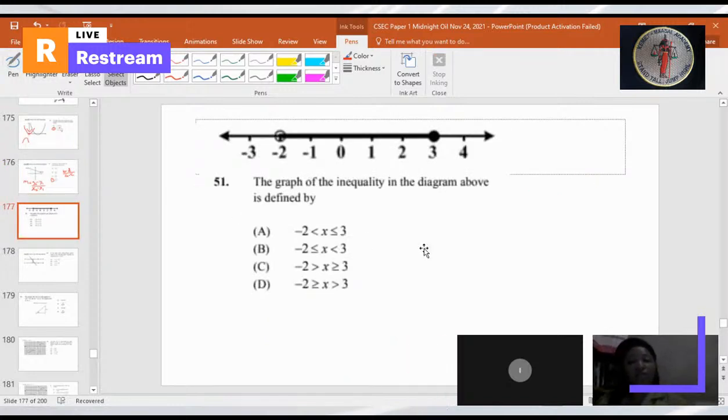Number 51, the graph of the inequality in the diagram above is defined by... So what would you say for that one, Dration? How would we read that in terms of inequalities? All right, so illustration again.